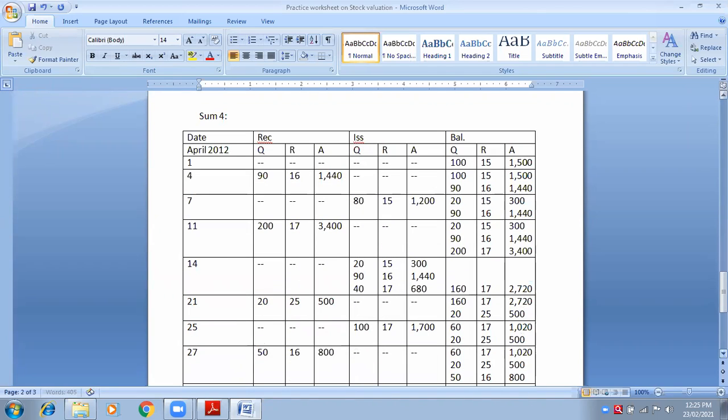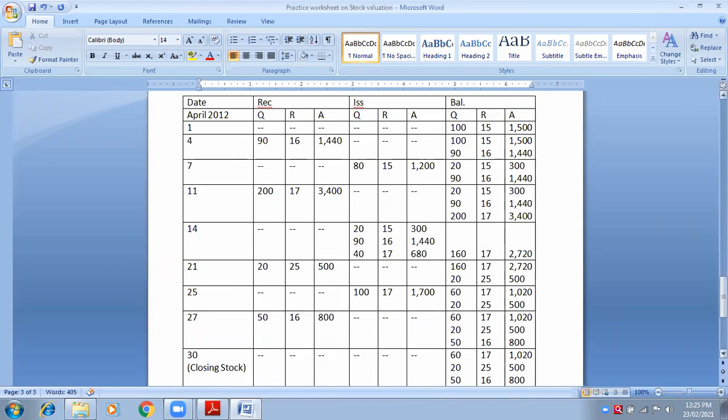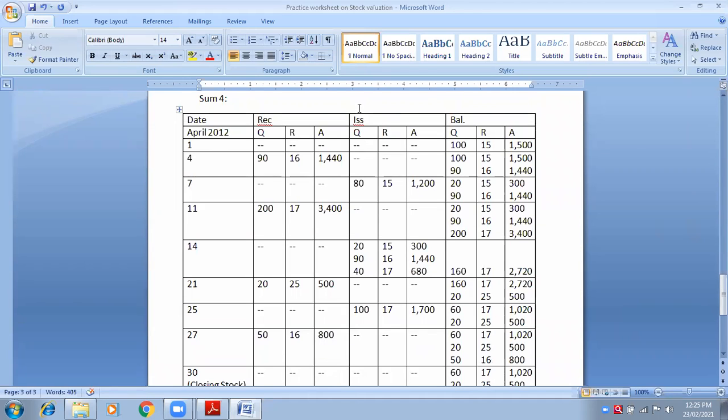Draw the columns: date, receipt, issue, balance. For receipt, issue and balance, you again have to make sub-partitions into three columns: quantity, rate and amount, for each of them. Done with the columns? Yes, ma'am. Okay, so let's start.